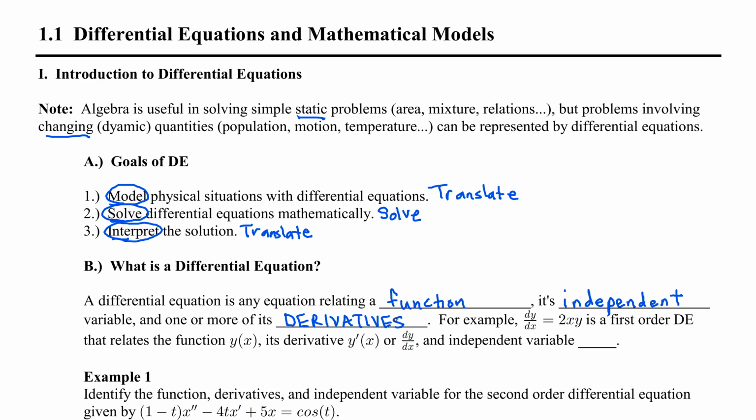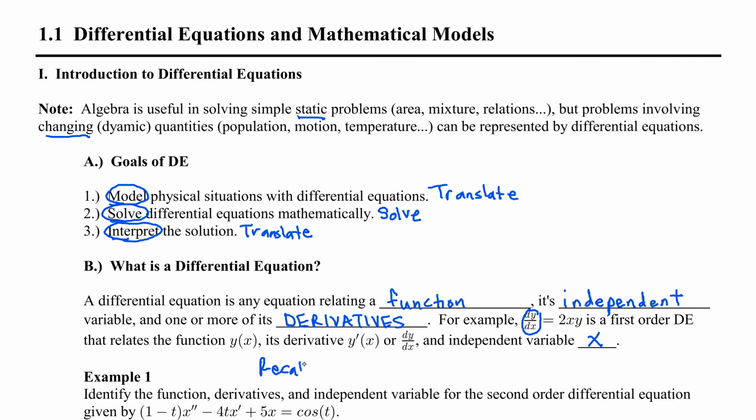For example, dy over dx equals 2xy is a first order differential equation that relates the function y of x, its derivative y prime of x, also known as dy over dx, and its independent variable x. Notice here that the Leibniz notation is very useful for distinguishing the dependent variable from the independent variable.